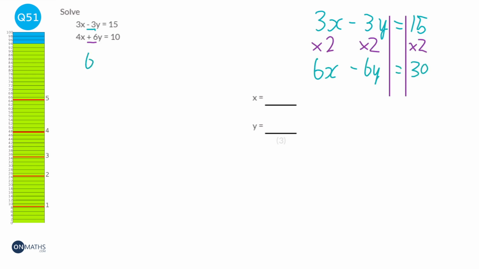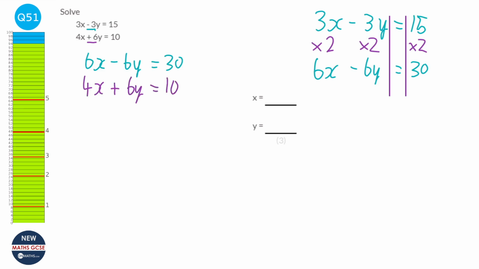So I'm just going to write that in again. So 6x minus 6y equals 30. And I'm going to write in the second equation underneath, because that's how we do it with simultaneous equations. Now, simultaneous equations, we work downwards. So I'm just going to show circles showing that we're going downwards here.